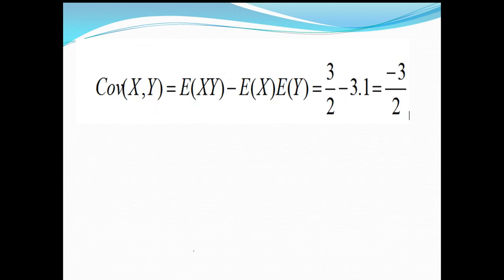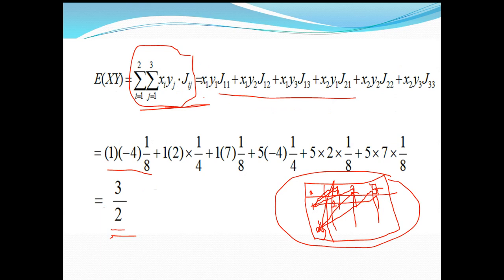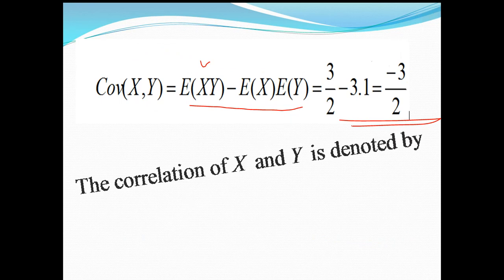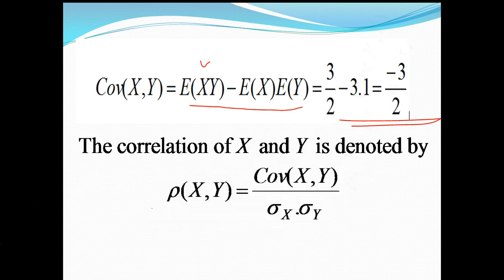Now let me move to the covariance of x and y. According to the formula, it is expectation of xy minus expectation of x into expectation of y. What is expectation of xy? We already obtained from the previous, that is 3 by 2. What is expectation of x and y? That is nothing but mean mu x into mu y. Substituting the values, we get minus 3 by 2. Further, we find the correlation of x and y.